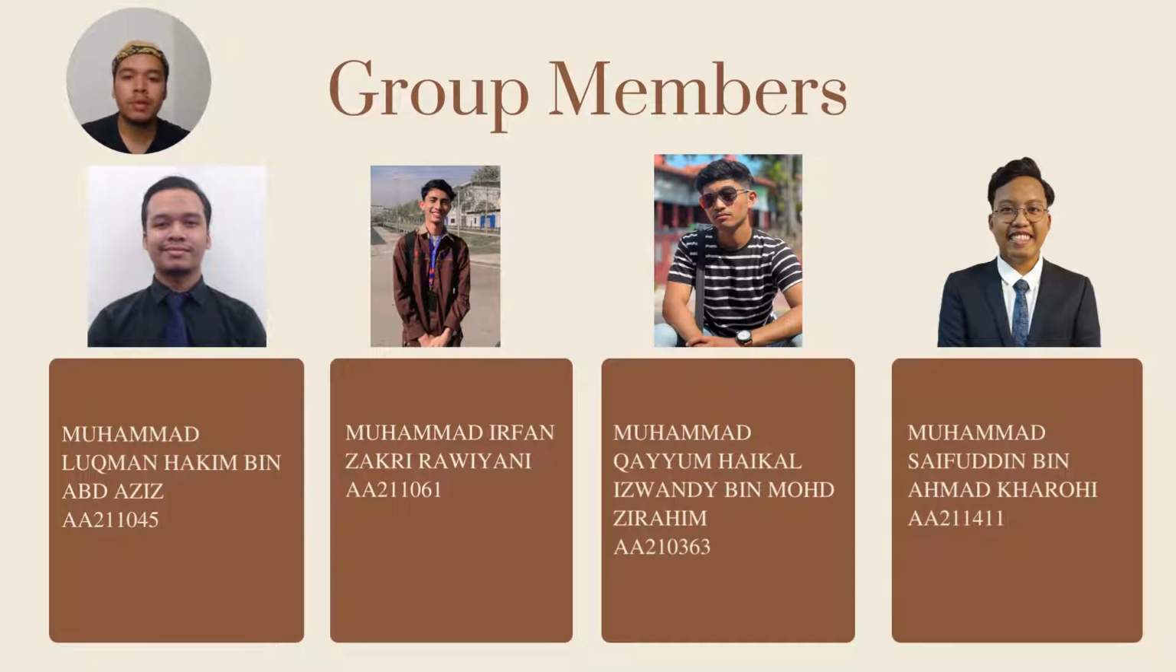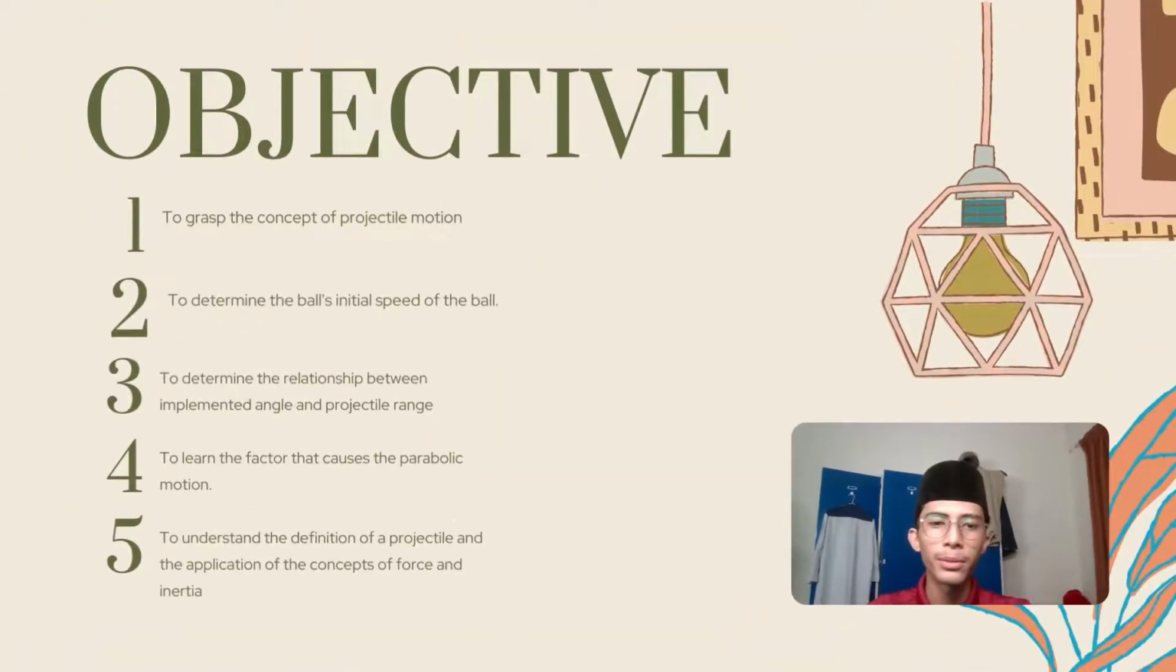First, me, Muhammad Luqman Hakim bin Abdul Aziz, matrix number AA211045. Second, Muhammad Irfan Zakri Rawiani, AA211061. Muhammad Qayyum Haikal Izwandi bin Muhammad Zirahim, AA210363, and Muhammad Saifuddin bin Ahmad Karohi, AA211411.